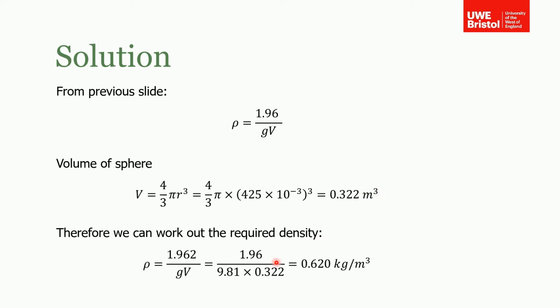So now we can work out the density of the atmosphere in which the forces would be balanced. If we put the volume into here and work that out, we get a density of 0.62 kilograms per meter cubed. So in other words, we know what the density needs to be for these forces to balance. So we just need to work out what altitude that is at.